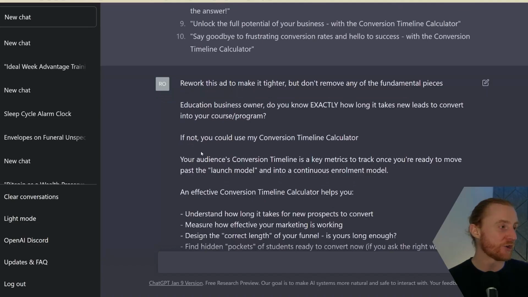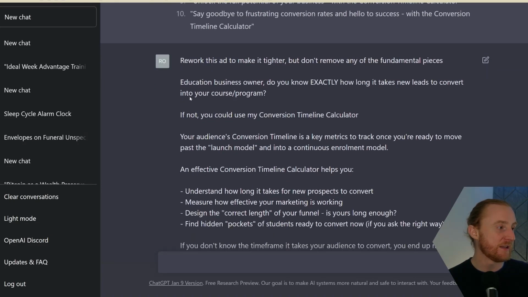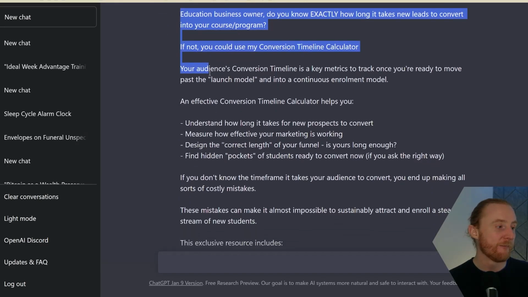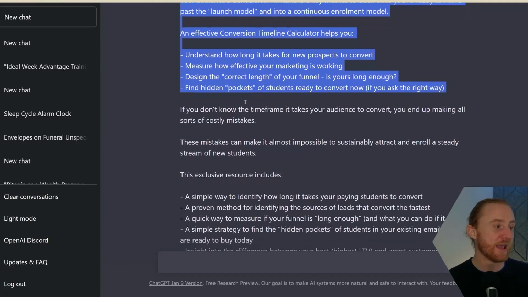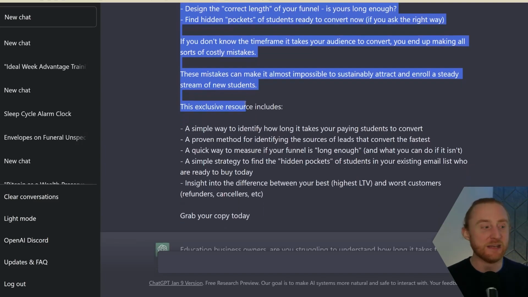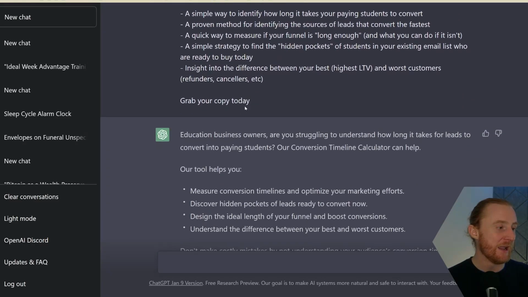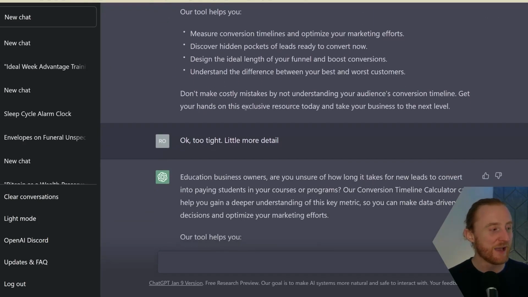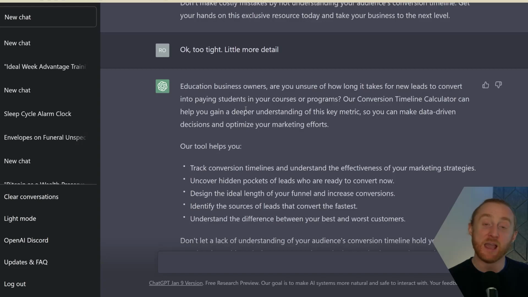So I had been writing a version of the ad, and you can see here, I was like, awesome, rework this ad to make it tighter, but don't remove any of the fundamental pieces. So I had written the ad, right? A version of the ad, and here it was, and I just wanted to tighten it up. I felt this ad was good, but it needed to be tighter. And then it gave me this version, which was good. And I said, that's a little too tight. Have a little more detail. And it gave me this.